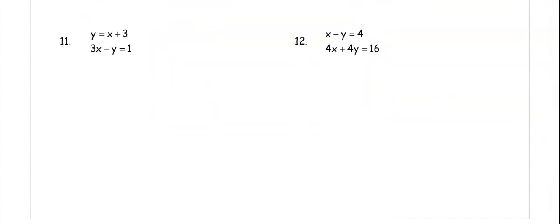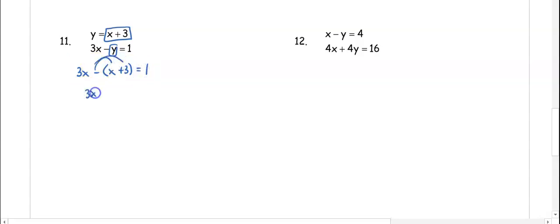In number 11, we already have the y by itself, so it saves us one step. We can just substitute in for y in the second equation. 3x minus x plus 3 equals 1. We're going to distribute this negative 1, so we get 3x minus x minus 3 equals 1. We can combine the x's. 2x minus 3 equals 1. Add 3 to both sides.